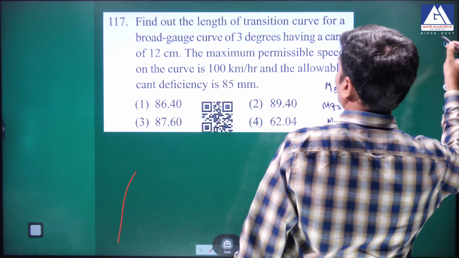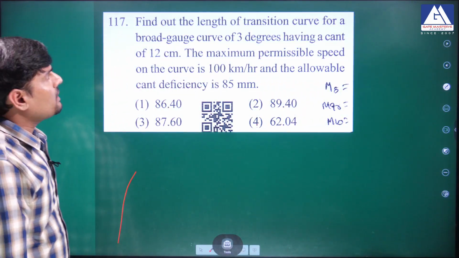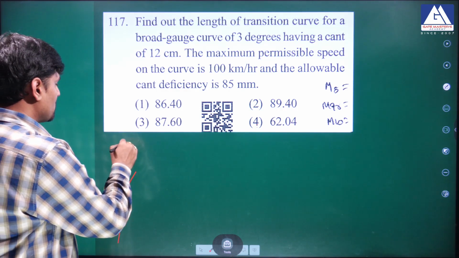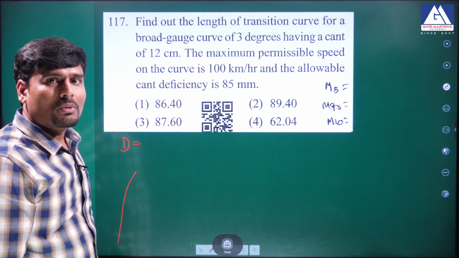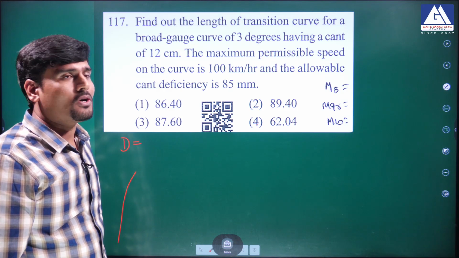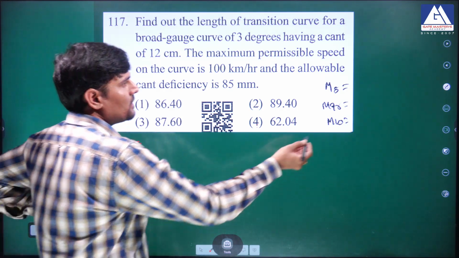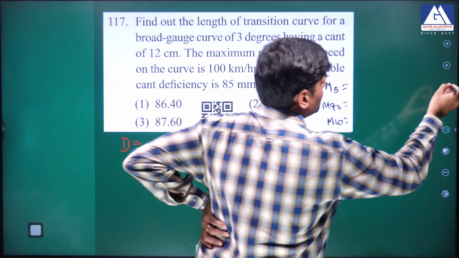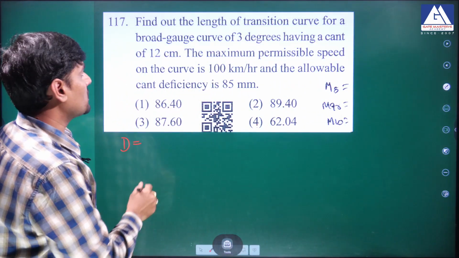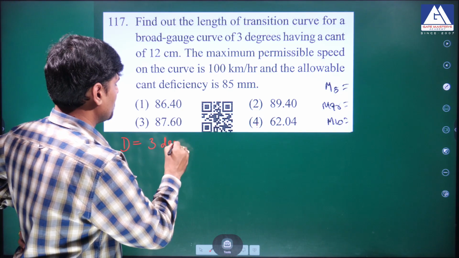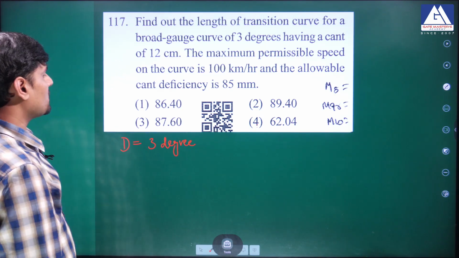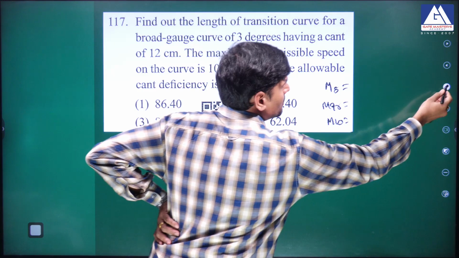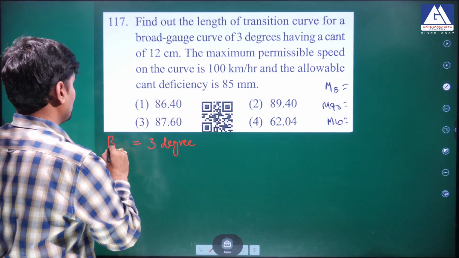Moving on, find out the length of the transition curve for a broad gauge curve of 3 degrees. Setting out of curves may be in the surveying subject or in the transportation engineering subject of railway engineering, right? So here you have the relationship between the degree of the curve and the radius of the curve. Here the degree is given as 3 degrees. This is for a broad gauge track, right?